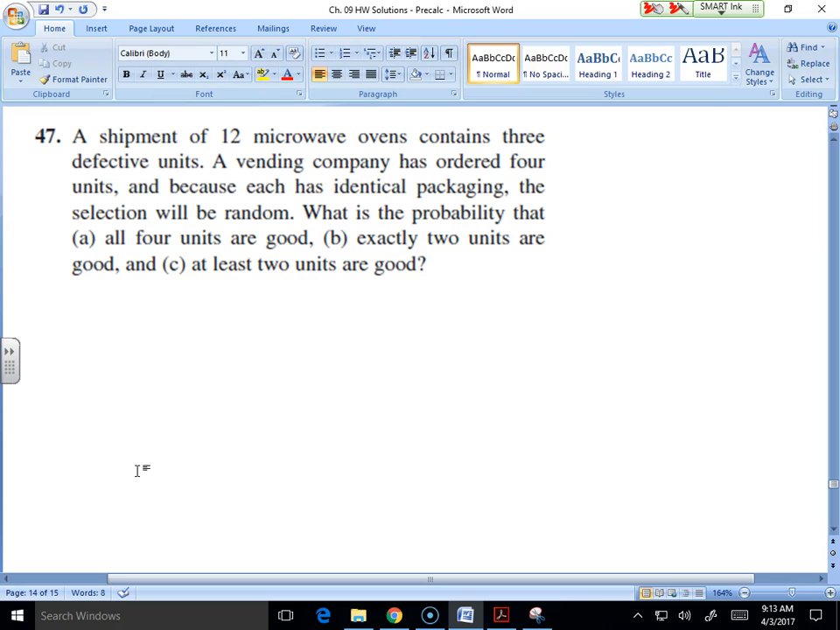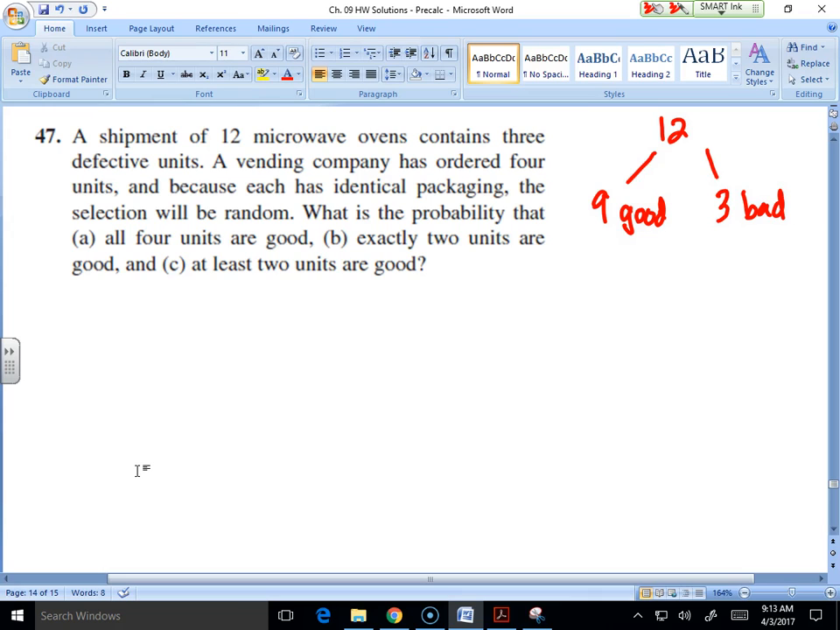Number 47, Yvette's question for microwaves. The shipment of 12 microwave ovens contains 3 defective. So, hold on, if there are 3 defective, think it out. How many good ones are there? 12 minus 3 is 9, good. So we have 12 microwaves, of which we have 9 good ones, and we have 3 bad ones. They don't tell you you have 9, but by process of elimination, you have 12, 3 are bad, 9 are good. A vending company has ordered 4.